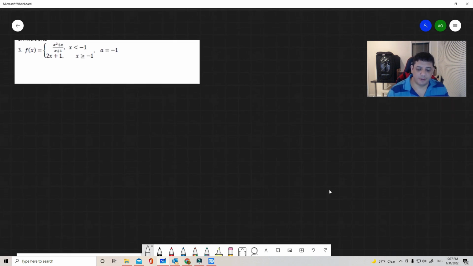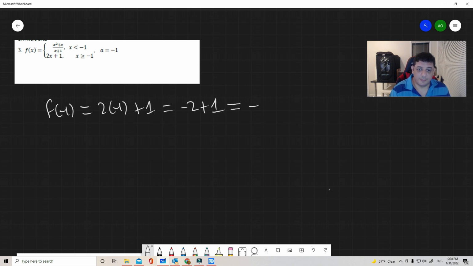Okay, we have this function f of x equals (x squared plus x) over (x plus 1) when x is less than minus 1, and 2x plus 1 when x is bigger than or equal to minus 1, and we want to check what's going on with a equals minus 1. Is it continuous in there? Is it not continuous? Okay, because this part is including the minus 1, when I do f of minus 1, I'm going to use this function. So this is going to be 2 times minus 1 plus 1, which is minus 2 plus 1, so minus 1. So it actually is defined. The function is defined. Now, do we have the limit?